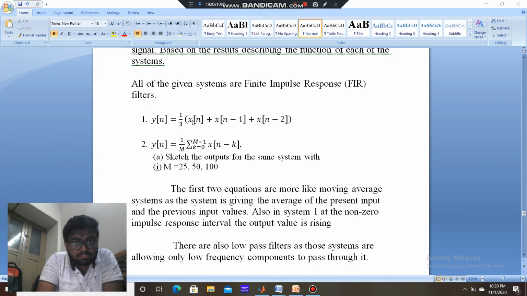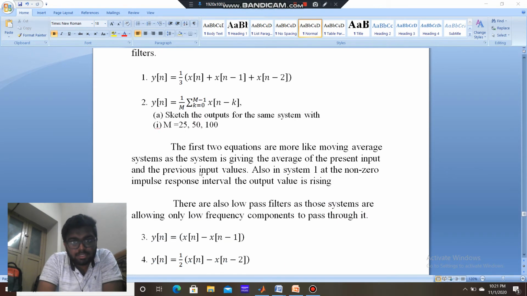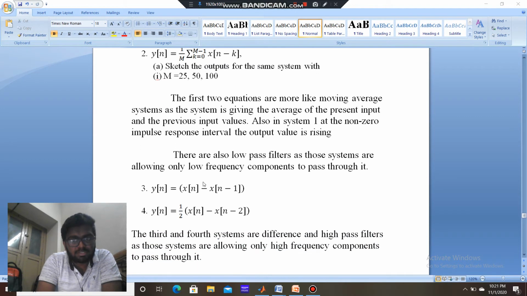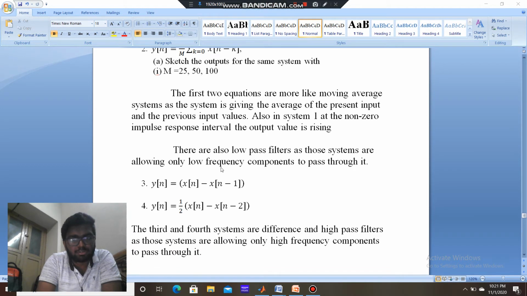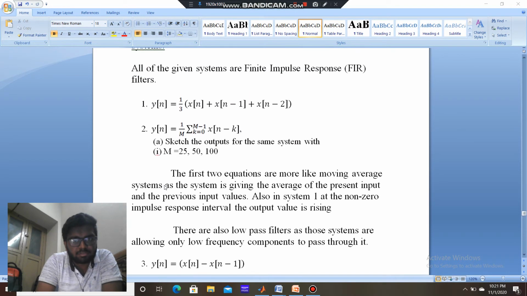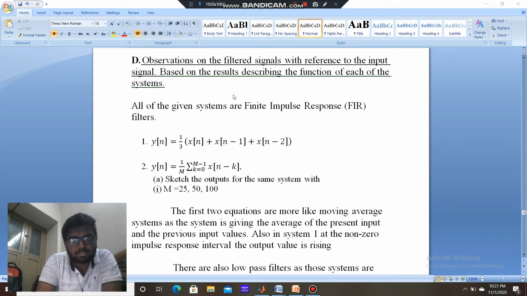Here we can see that the first two systems are moving average systems. The given system gives the average of the present input and the previous input values. Also in system 1, at the non-zero impulse response interval, the output value is rising. These are also low pass filters, because these systems allow only the low frequency components to pass through. Now coming to the third and fourth systems, these are difference systems, and these are also high pass filters, because these systems allow only high frequency components to pass through. These are the functions of the given systems based on our observations.